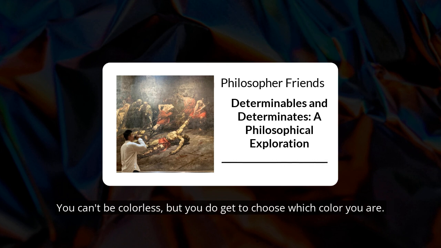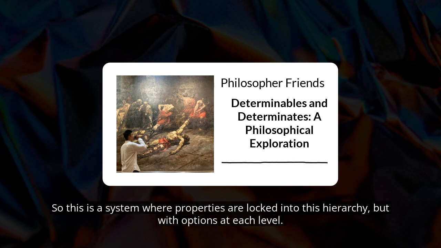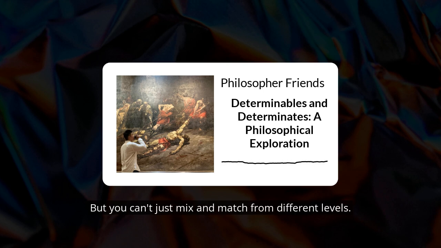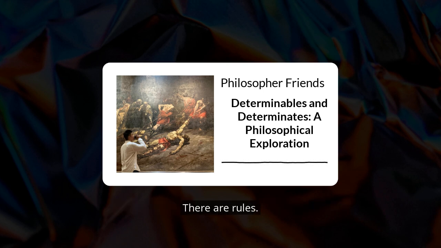You can't be colorless, but you do get to choose which color you are. So this is a system where properties are locked into this hierarchy, but with options at each level. Mm-hmm. But you can't just mix and match from different levels, right? There are rules. You got it.